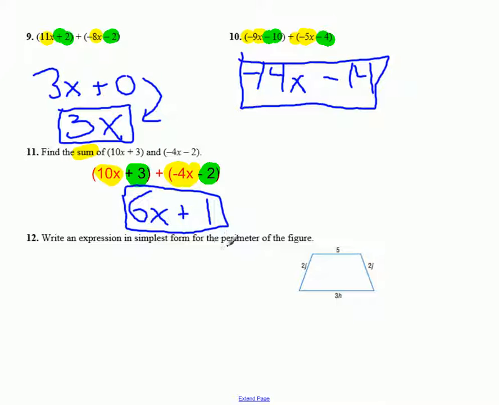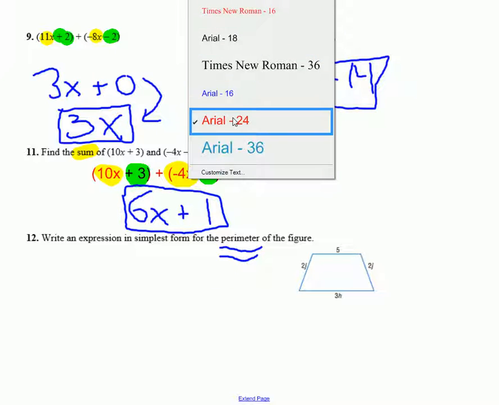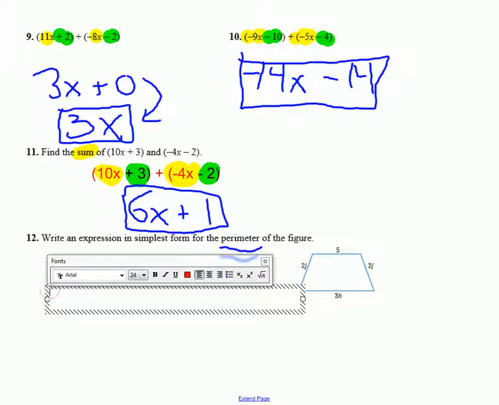And then this last one, again, we talked about this word perimeter earlier. Perimeter means all the way around the shape, the sum of the sides of the shape. So I'm going to go all around the shape. I'm going to start with the top, says 5, plus the right side says 2j, plus the bottom says 3h, plus the left side says 2j, and I'm back at 5.